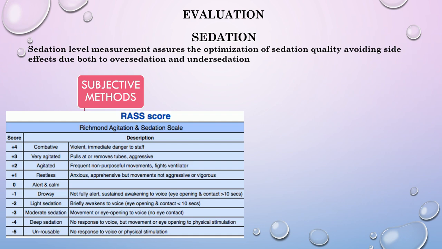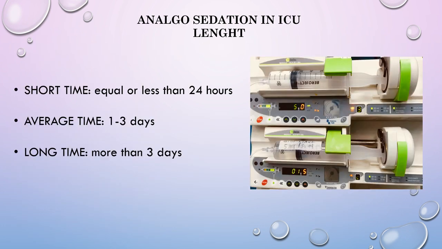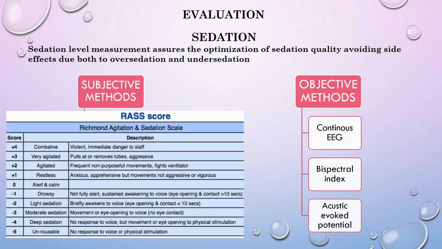So ideally, it could be good to add an objective method to evaluate sedation in intensive care unit. However, there is no evidence of potential benefit of the use of bispectral index, which is quite good in the surgical context. There are recent studies that show a potential benefit of adding continuous EEG to the evaluation with the RASS scale for a better outcome of our patients. So this could be a future step.